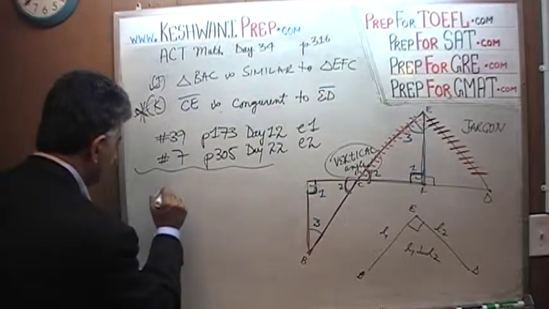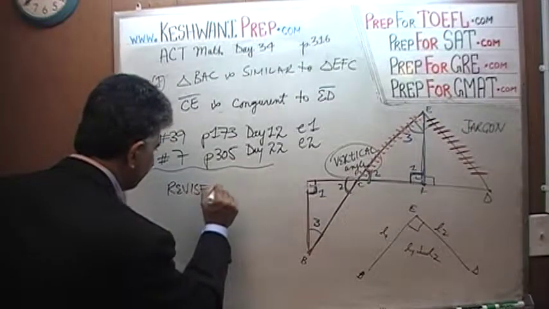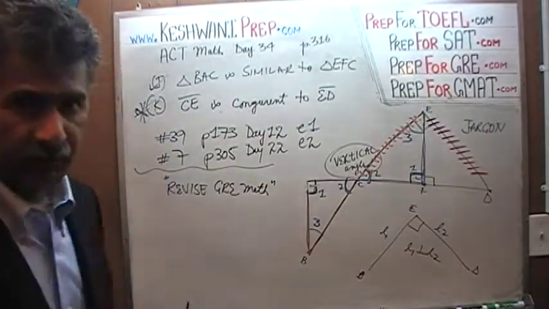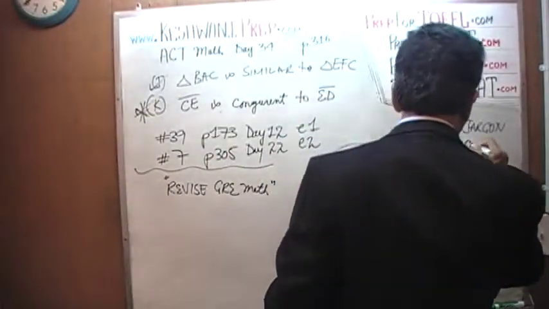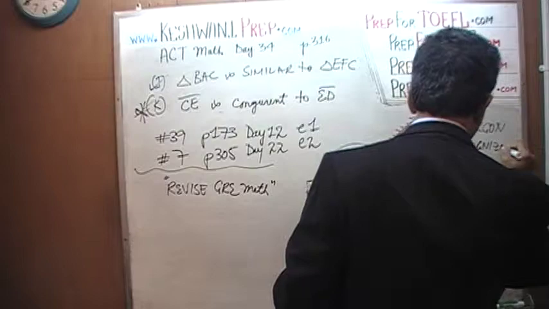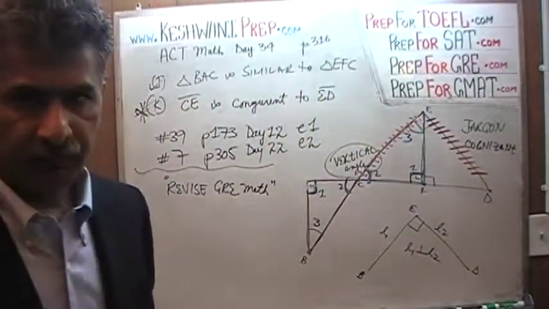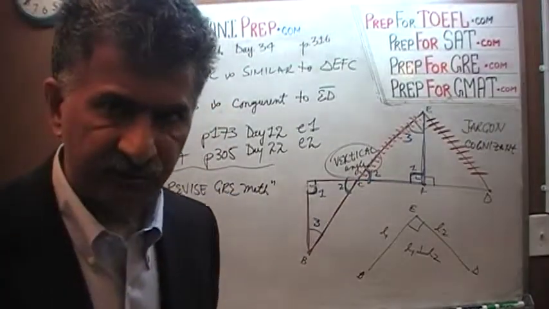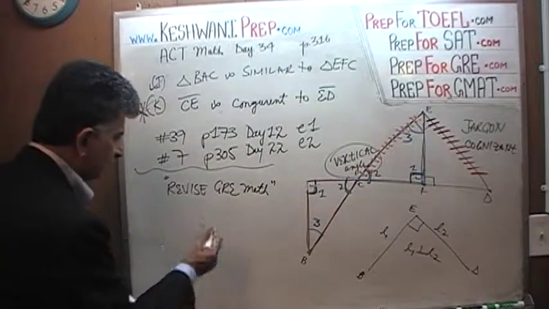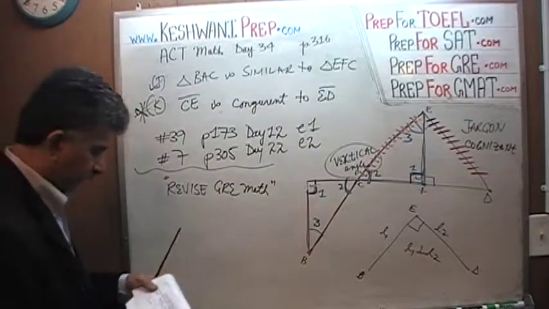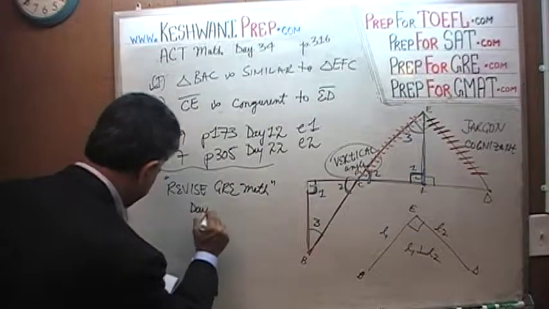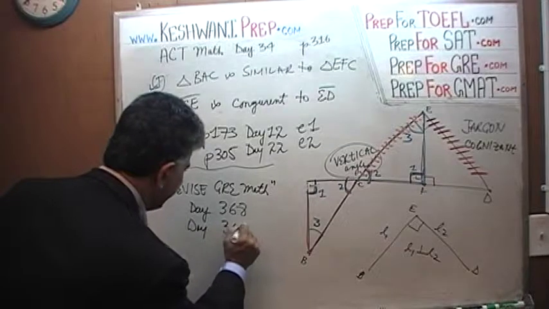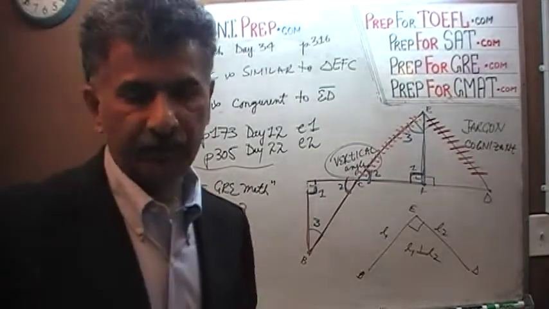And this has to do with revised GRE math. And I'm fully cognizant of the fact that we are here for the ACT, we're not here for the GRE, but the math is math. Math does not change. Do you understand? Just type in revised GRE math and watch these 2 videos. Day 368 and day 369, and you will better understand the concept of similar triangle.